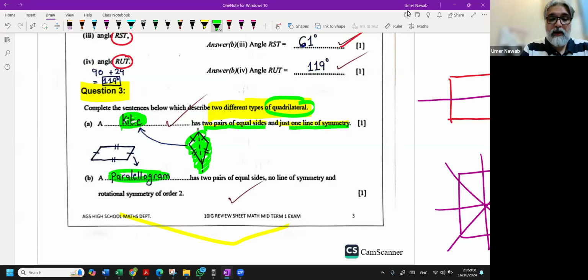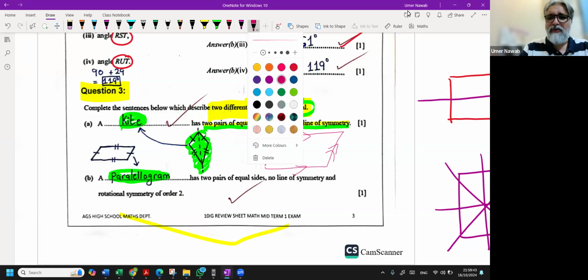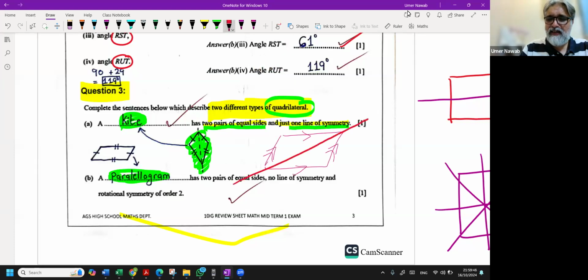Second quadrilateral, parallelogram, guys. It has opposite sides parallel, and it has no line of symmetry. That is, you cannot say that the diagonal is a line of symmetry. In the case of rectangle, it was also not a line of symmetry. So in a parallelogram, no diagonal can be, because if you try to fold it, this point does not go to that point. The diagonals cannot be lines of symmetry. So keep it in your mind, a parallelogram has no line of symmetry.